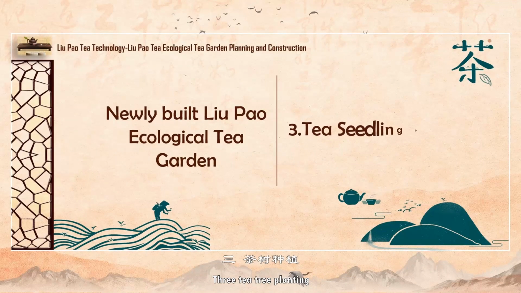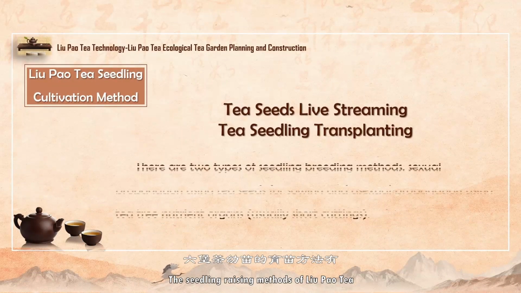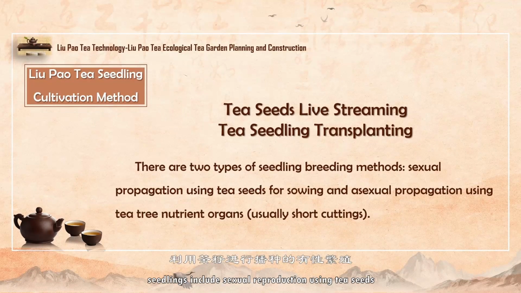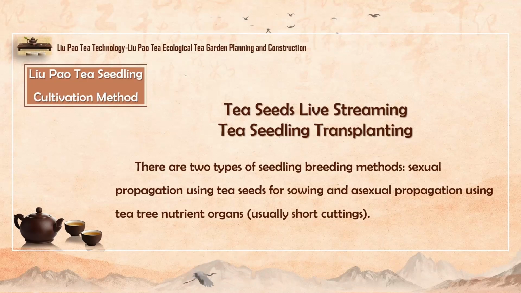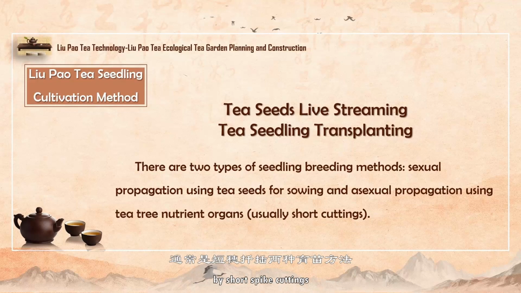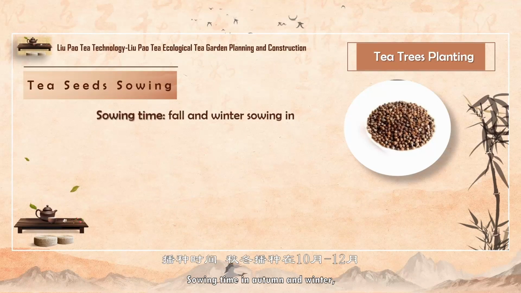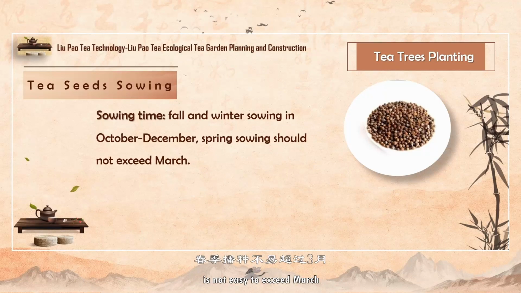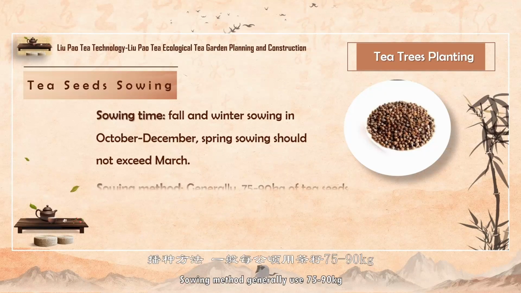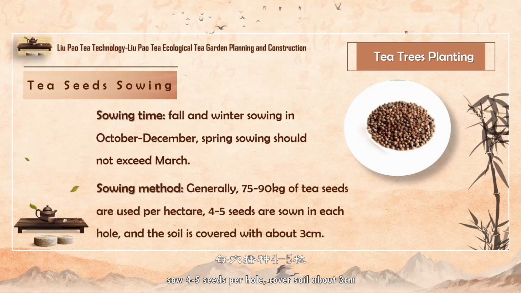3. Tea tree planting. Tea is planted after the garden is reclaimed. The seedling raising methods of Liu Pao tea include sexual reproduction using tea seed for sowing and asexual reproduction using the vegetative organs of tea trees. There are usually two methods: raising seedlings by short spike cuttings and by seed. 1. Tea seed sowing. Sowing time is in autumn and winter, or in spring, from October to December, and should not be later than March. Generally use 75 to 90 kilos of tea seeds per hectare. Sow 4 to 5 seeds per hole. Cover with soil about 3 centimeters.